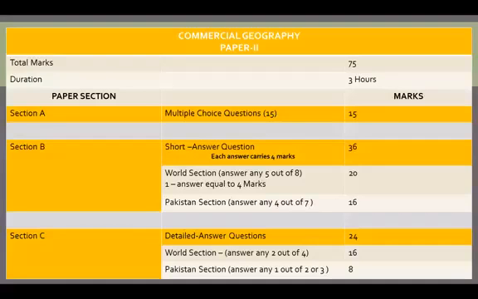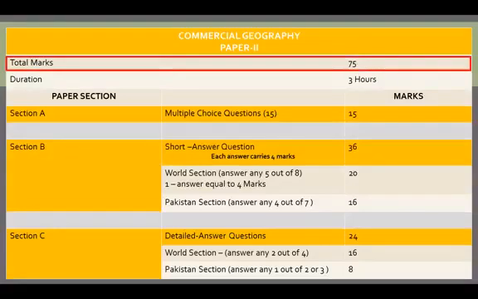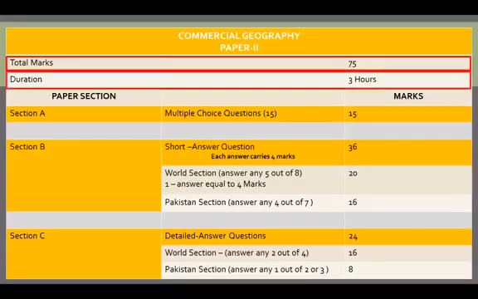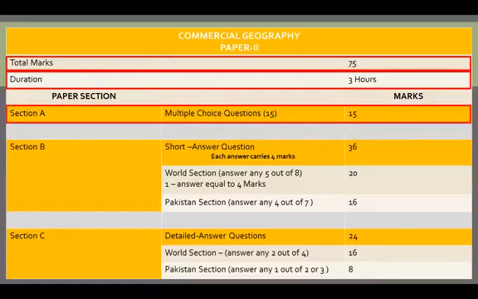Coming to the paper pattern. The paper has 75 total marks and the duration of the paper is 3 hours. Okay, so we have three sections, A, B, and C, in our paper. Section A is about 15 marks and it has multiple choice questions. It covers all the course, all the topics that come from the world as well as from Pakistan.